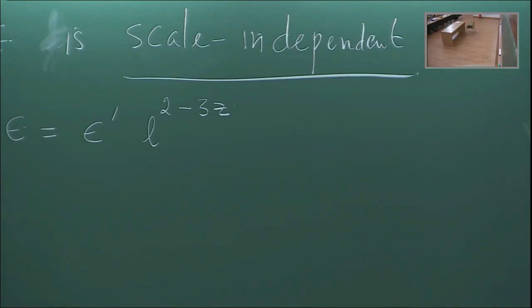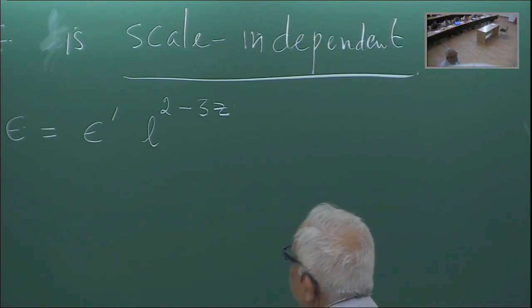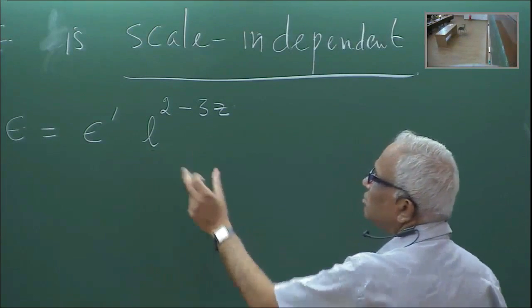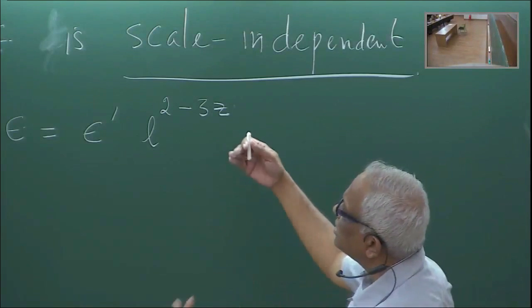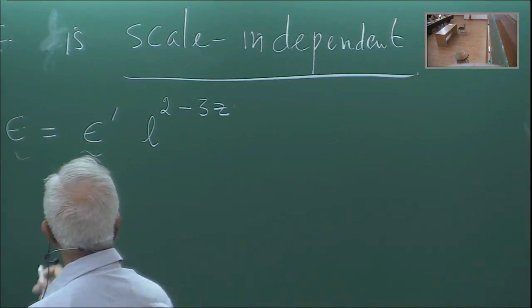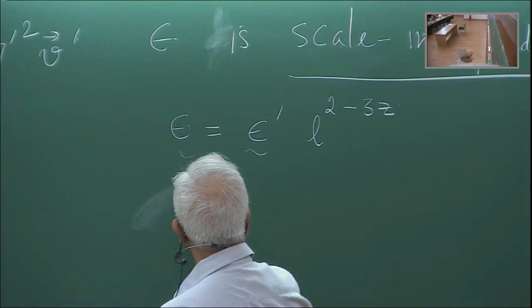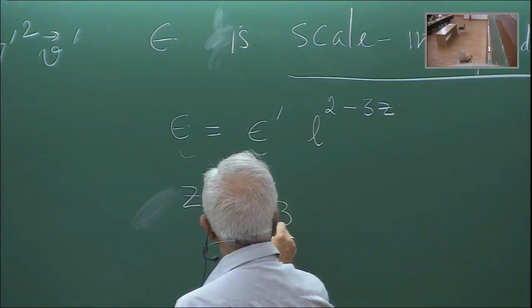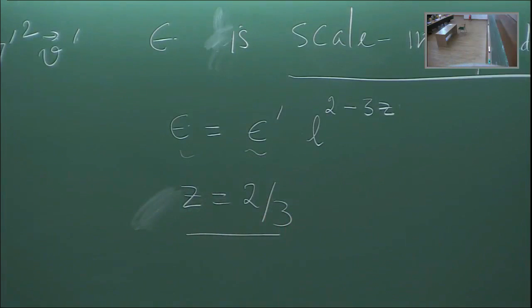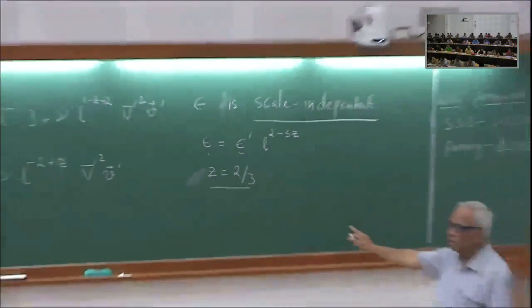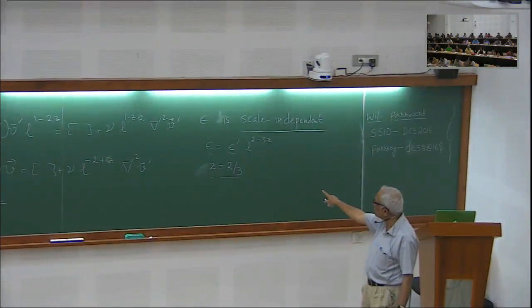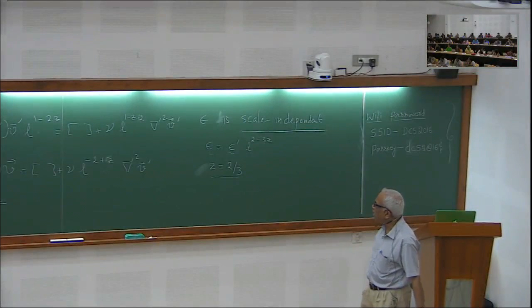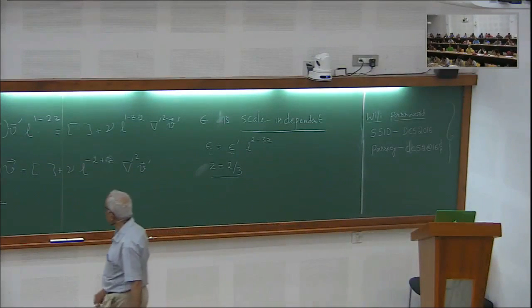The dimensions of epsilon are written down over there, L square over T cubed, as you can see. So epsilon and epsilon prime are related by this over here. And if epsilon is scale independent, that is, epsilon and epsilon prime are the same, then we require z equal to 2 by 3. Correct? So z equal to 2 by 3, if this is scale independent. So now what happened to the Navier-Stokes equation?